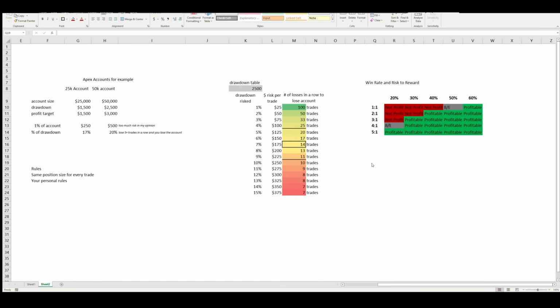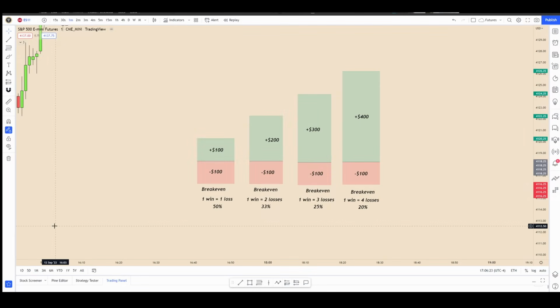If you have a set risk reward ratio of 2 to 1, right, and you have the same position size for every trade, you only have to win 34% of trades to be profitable, right? If you have a 3 to 1, you only have to win 30% of trades to be profitable. So as a visualization of risk reward and win rate, in order to be break even, you can see right here, if every trade you risk $100 to make $100, you have to win 1 trade for every loss you have in order to break even, right?